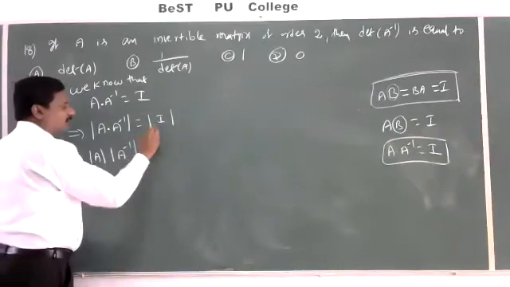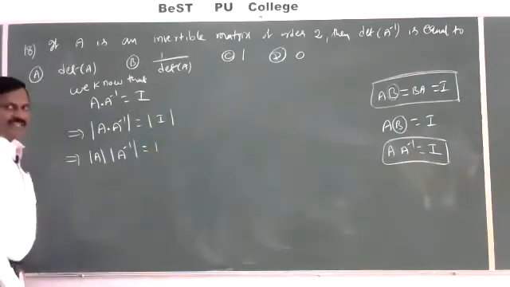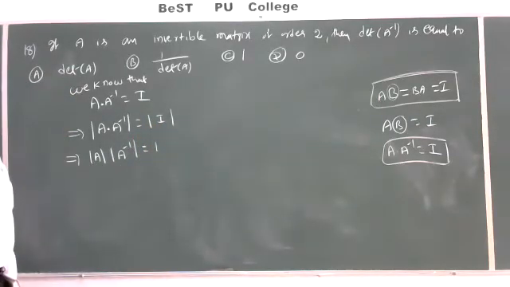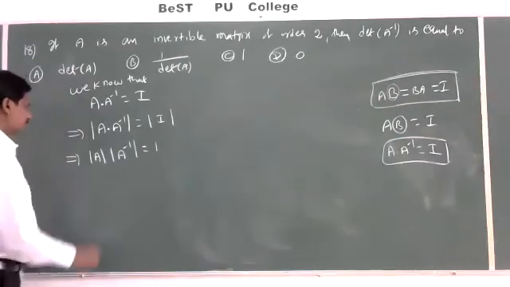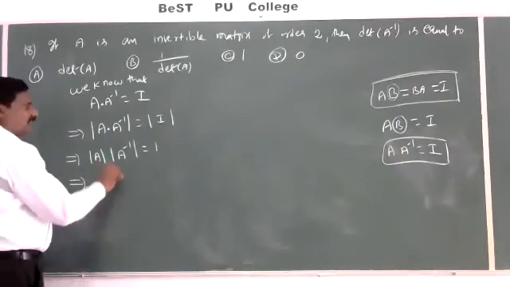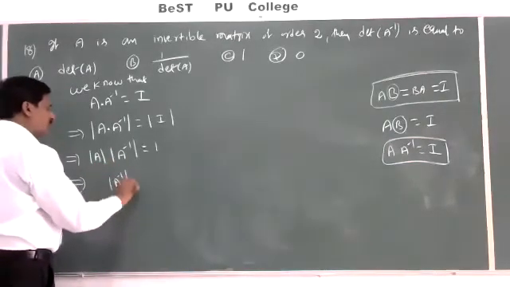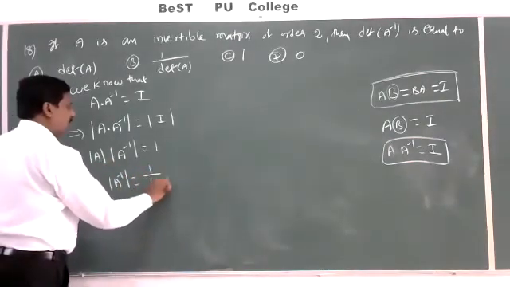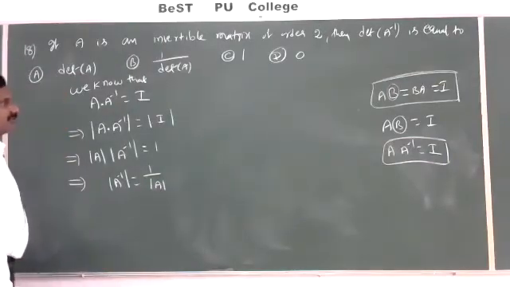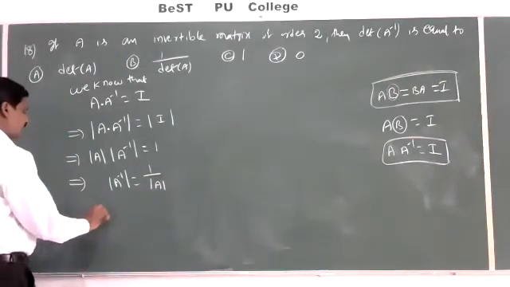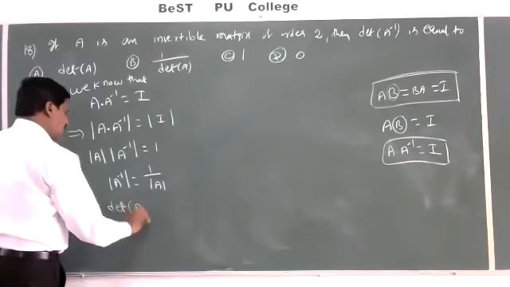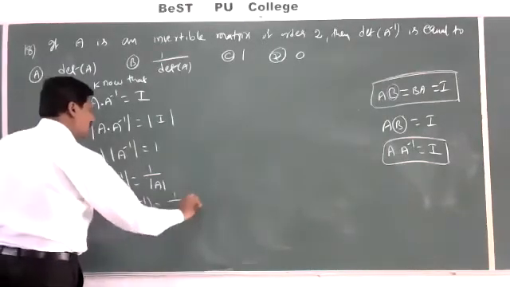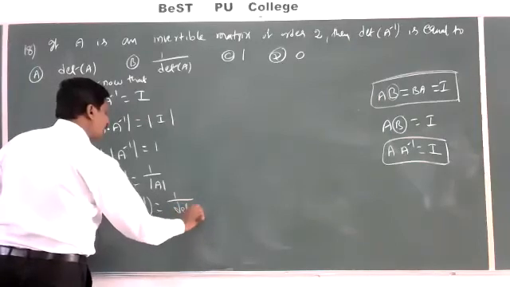We know that the determinant of identity matrix of any order is always 1. From this, determinant of A inverse equal to 1 by det A. Therefore, determinant of A inverse equal to 1 by det A.